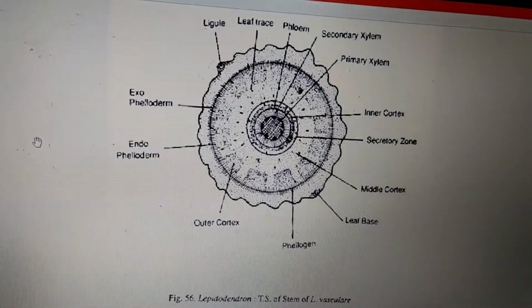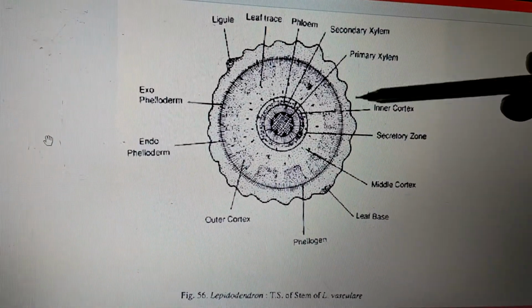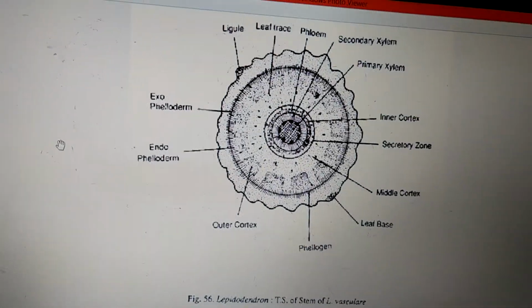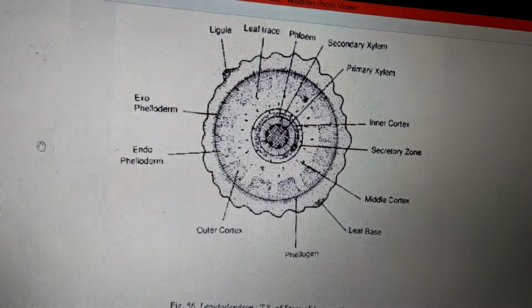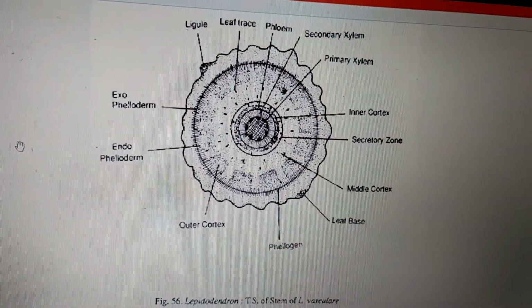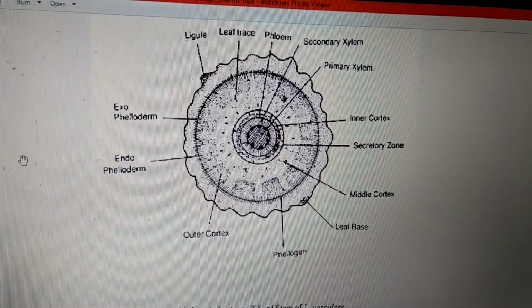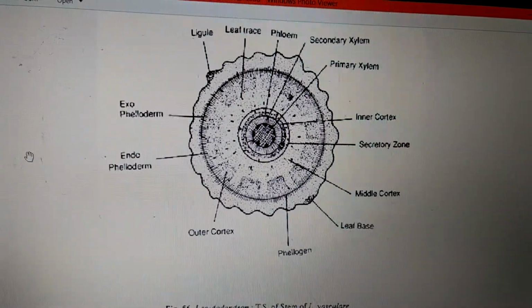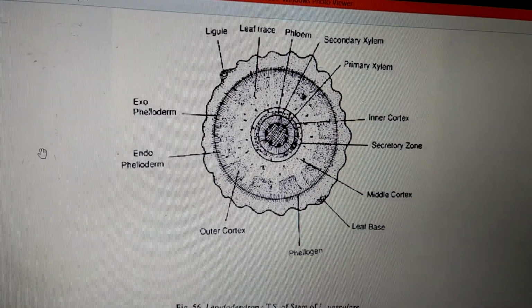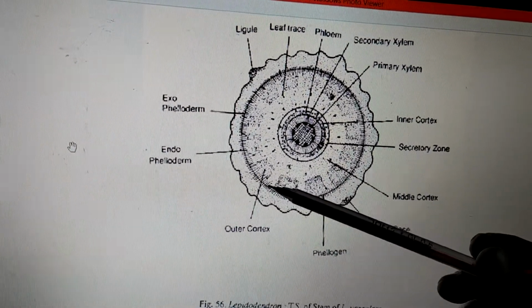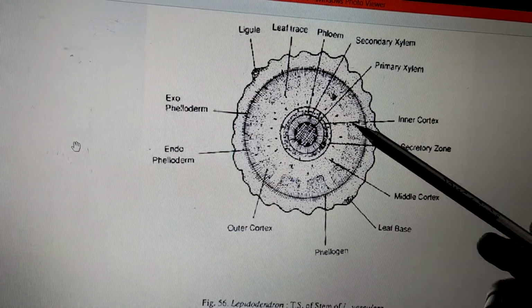The outline of the stem is wavy, as we can make out here. This wavy nature is because of the presence of the scars, or the leaf bases, which are left when the leaves are dropped by the plants. Internal to this, what we have is the cortex. The cortex is usually divided into three zones: the outer, middle, followed by the inner cortex.